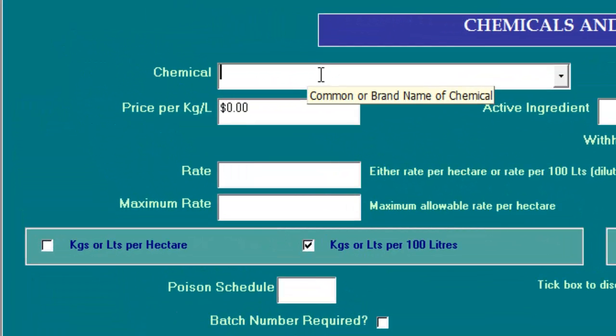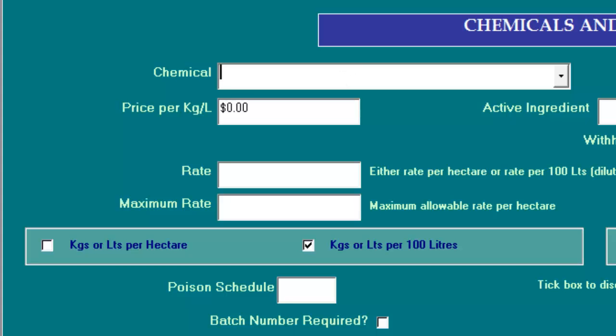In this field, you will write the full name of the chemical. Just make sure that you do write the full name. If there's any WPs or numbers that come after it, include it, because this is the field that will be transferred into your spray diary record. And in that record, the name of the chemical has to be complete.